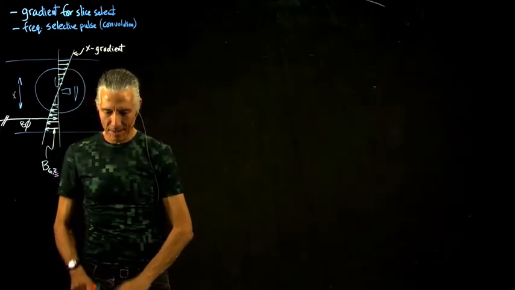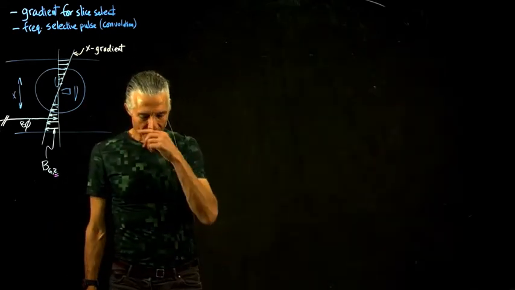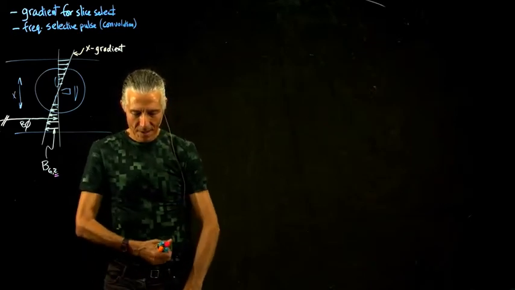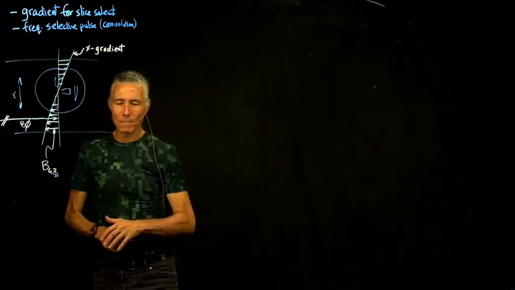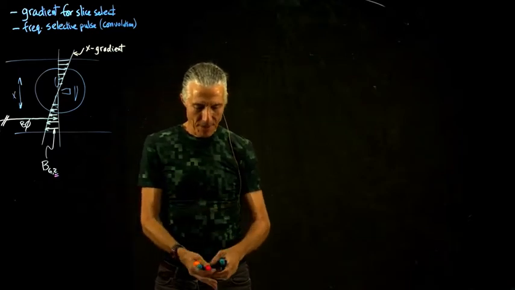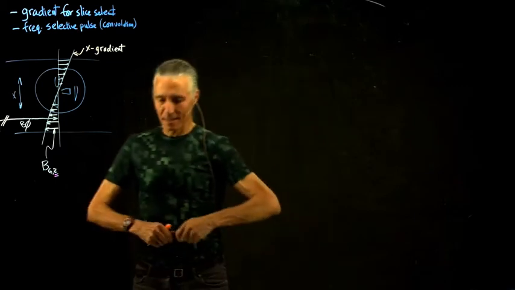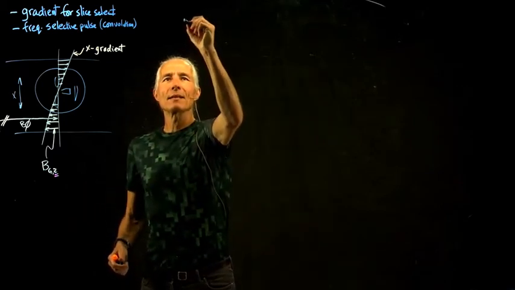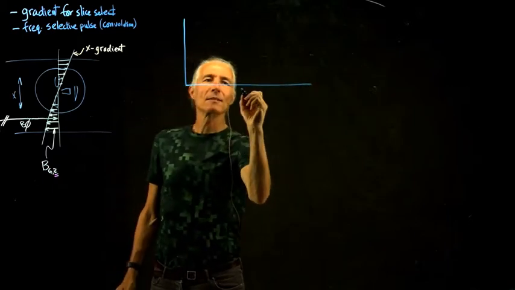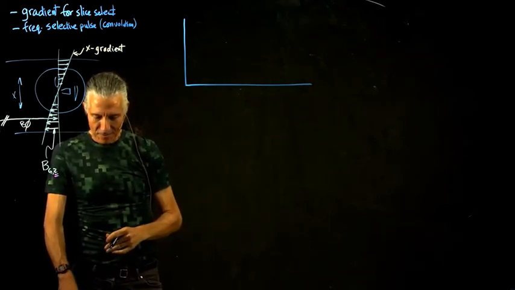So that's the gradient. So what is the main principle of how the gradient works? Well, it just changes the resonant frequency of the protons. And so if we make a plot here, the example I gave was of a z gradient.